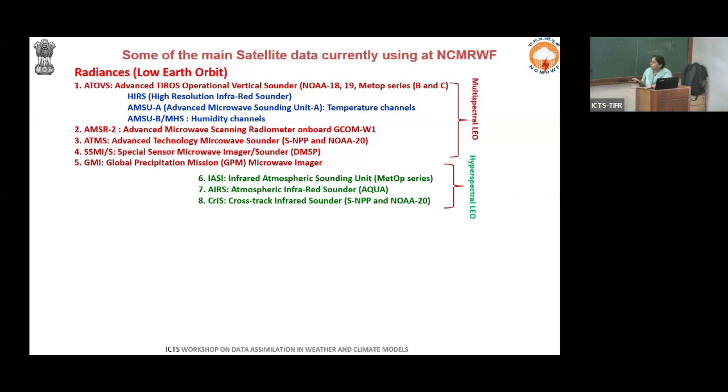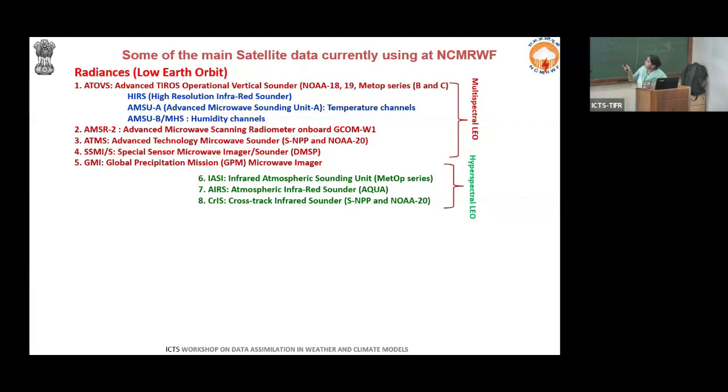Okay. So ATOVS is a group of 3 instruments. ATOVS stands for Advanced TIROS Operational Vertical Sounder. We have this instrument on different satellites, like the NOAA series of satellites and the European METOP series of satellites also. The 3 instruments in ATOVS are HIRS, the High Resolution Infrared Sounder, an infrared instrument, and AMSU-A, Advanced Microwave Sounding Unit A, which is for temperature channels. And AMSU-B or MHS is the humidity channel, the microwave humidity sounder. So these 3 units constitute ATOVS.